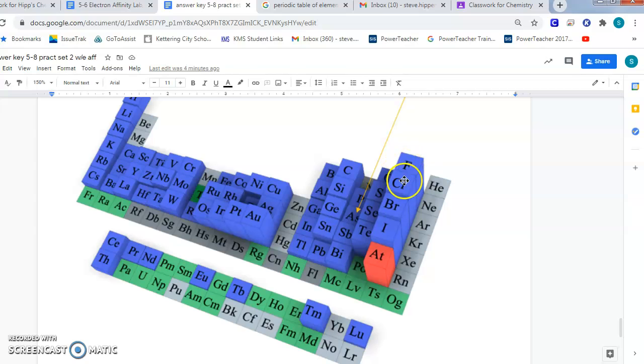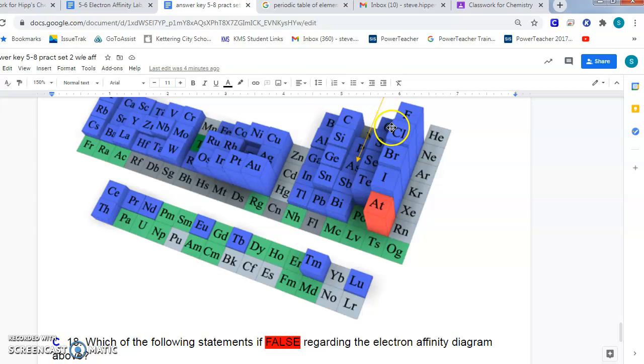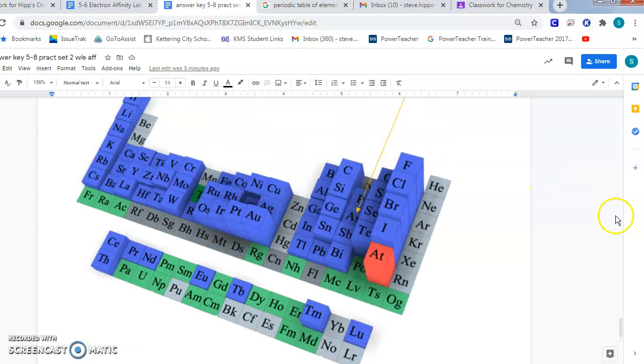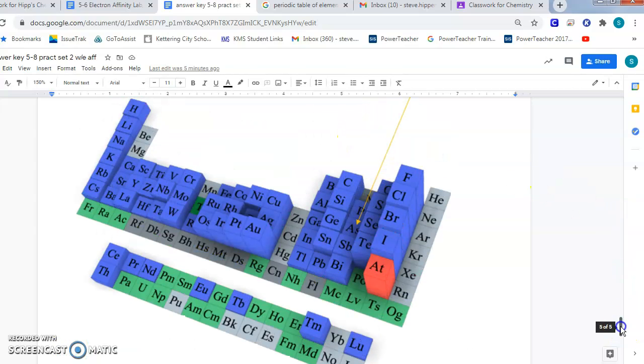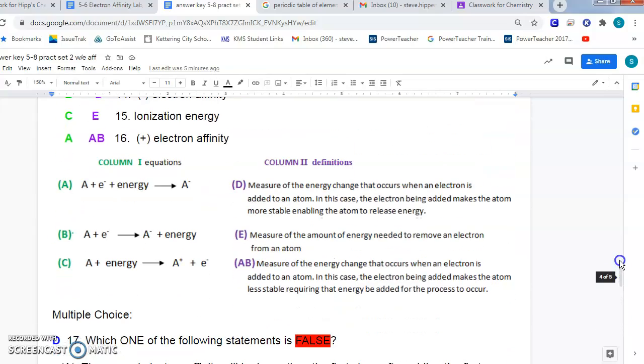So the pattern overall, chlorine, bromine, iodine, astatine, the electron affinities are going down. But from fluorine to chlorine, it's going up. So it appears from the second period to the third period, the electron affinities could be going up. Here's oxygen, sulfur, selenium, tellurium. Sulfur, selenium, tellurium, it's starting to go down. But oxygen to sulfur, it's going up. So for some reason, the electron affinity is going up from the second period to the third period, but it's dropping from the third period down.